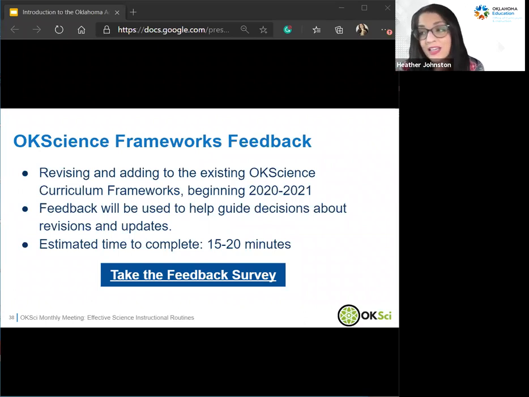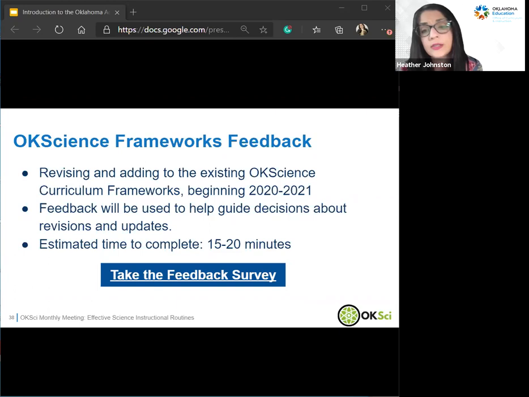We are also asking questions about usability, like how many clicks does it take to get to something. Does it make sense where things are located? We also provide some links to the math frameworks and the social studies frameworks and ask you to identify things that you really like and their supports, and would you like to incorporate those into the science frameworks.